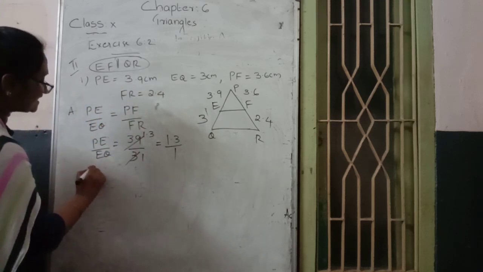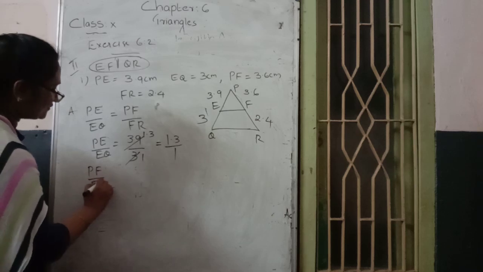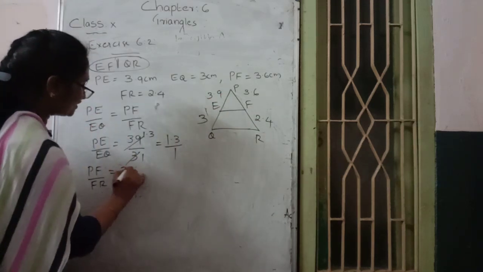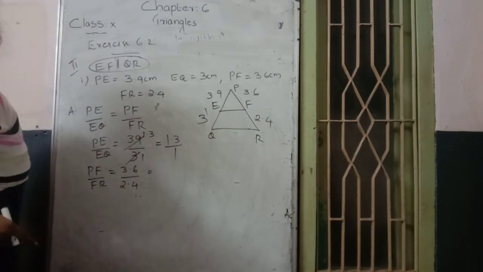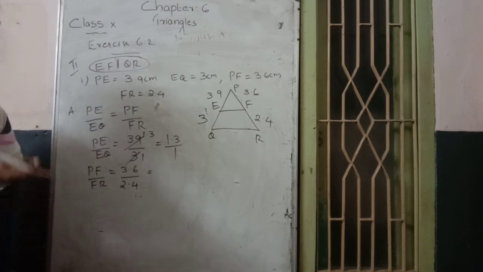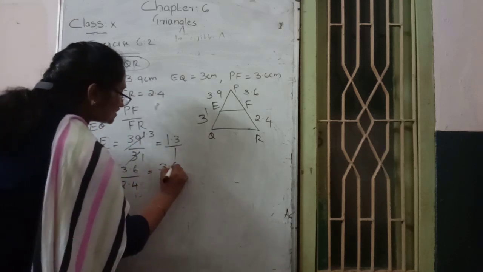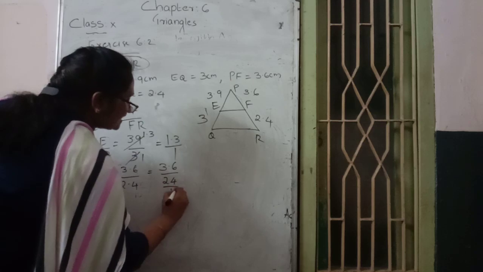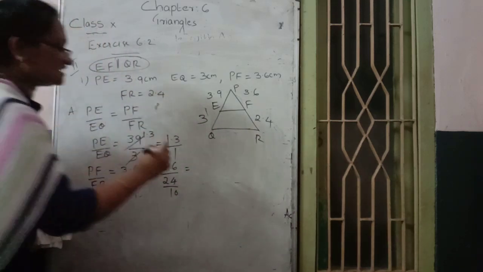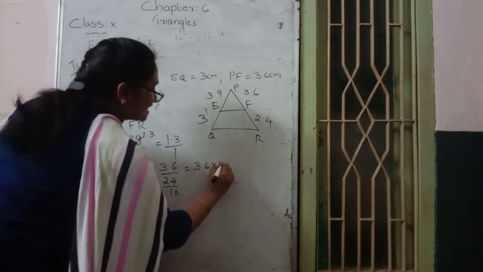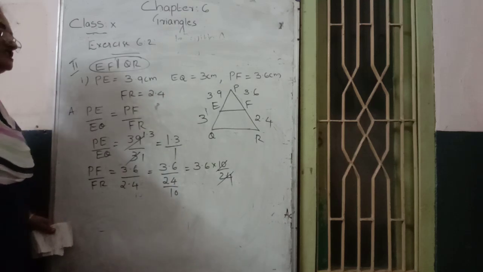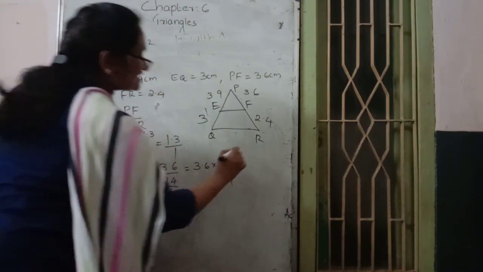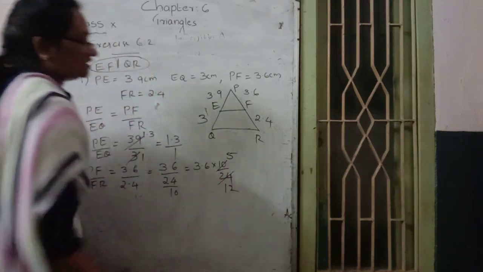Same way the right side ratio. What is the right side ratio? PF by FR. PF value is 3.6 and FR value is 2.4. Again here also a problem: the denominator has a decimal point. How to remove the decimal point? Divide with 10, since there is one place after the decimal point. So 3.6 by 24 by 10. Again a fraction, so take the reciprocal and multiply: 3.6 into 10 by 24. Which table to use to cancel 10 and 24? The 2 table: 2 fives are 10, 2 into 12 becomes 24.